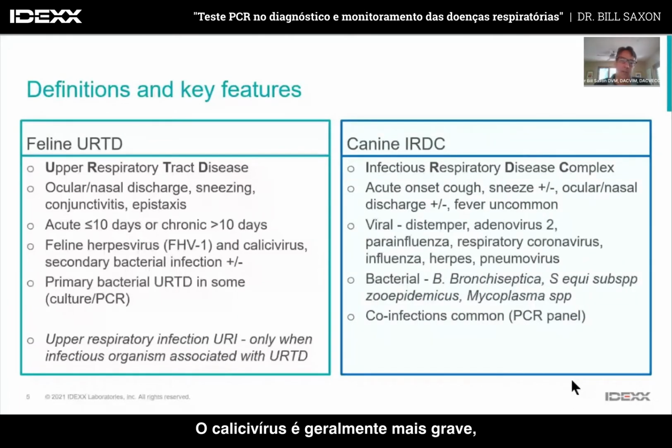So calicivirus is usually more severe, maybe more oral ulcerations, right, than herpes. So herpes latent can reactivate with stress, maybe more conjunctivitis. Okay, so there are some ways by looking at the cat you might be able to identify which is which.